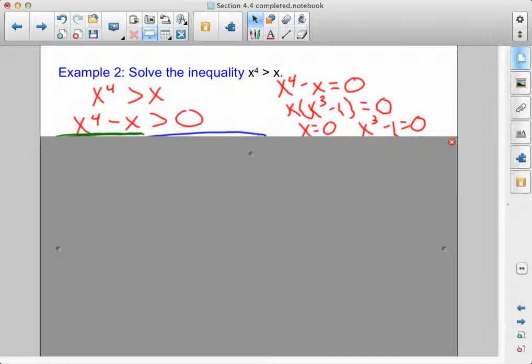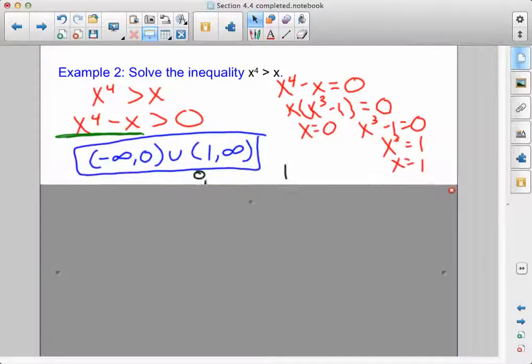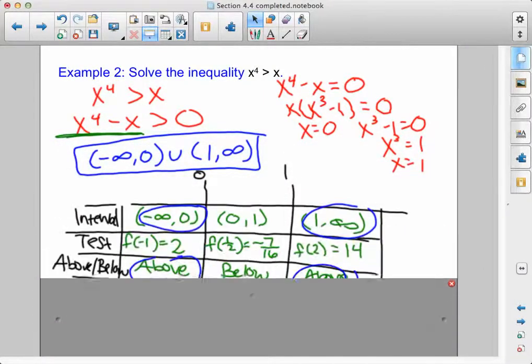Then, in order to set up my table, I need to find the roots or the solutions to x to the fourth minus x. So to find those, I set x to the fourth minus x equal to 0. I factor, and then I set each factor equal to 0. And that leads me to two solutions, x equals 0 and x equals 1.